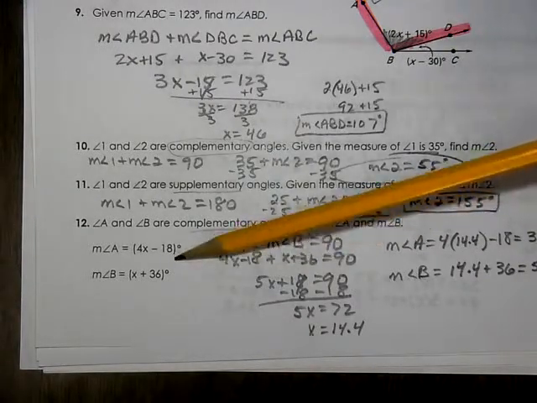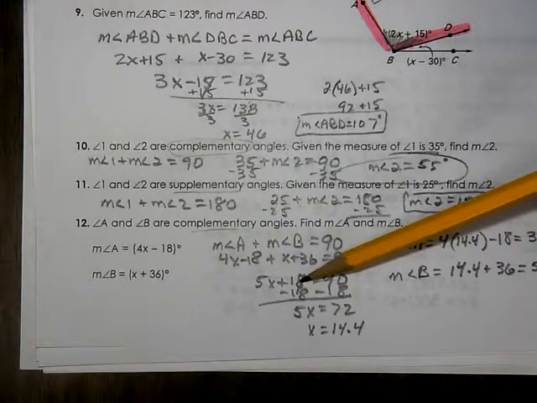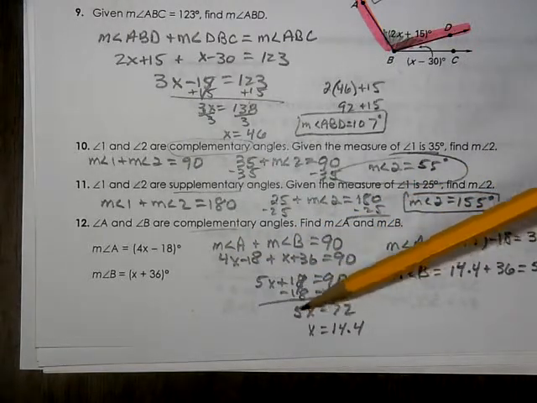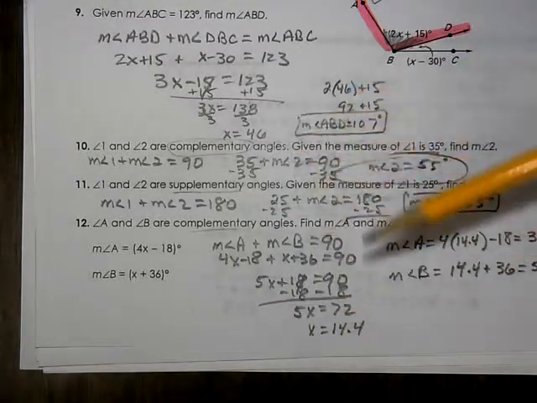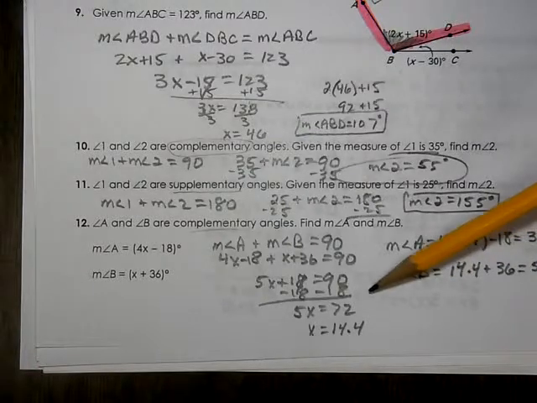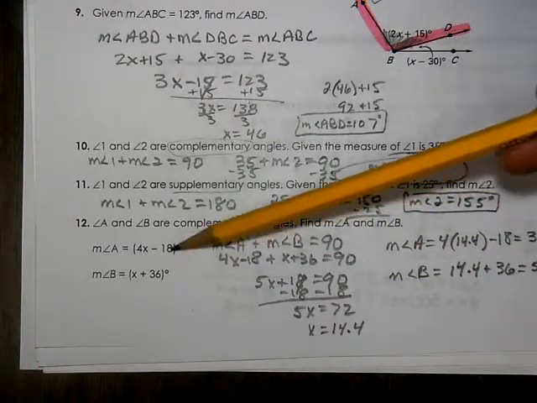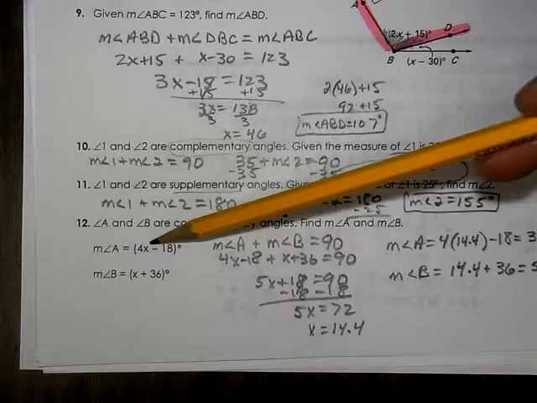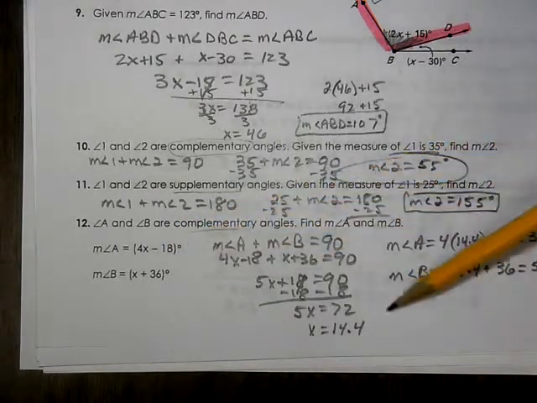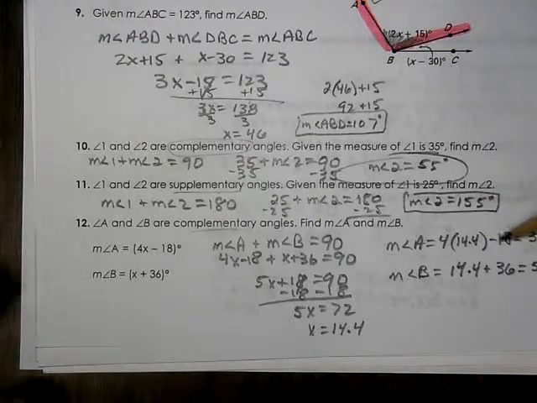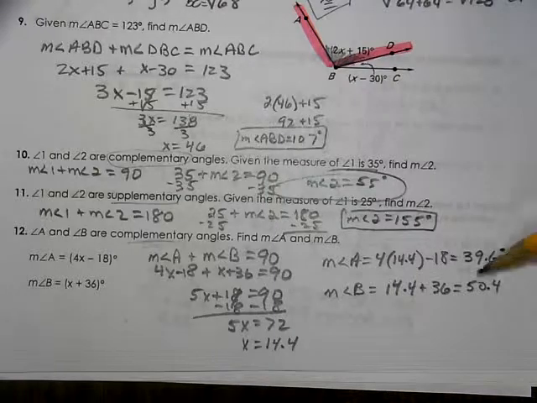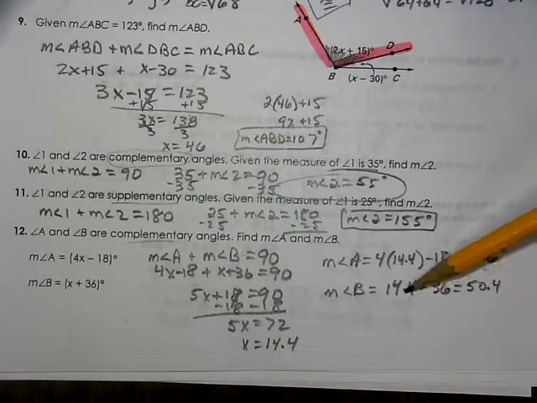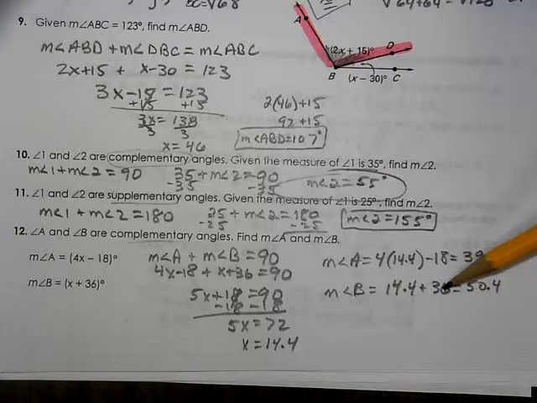So we plug in the values of our expressions, collect our like terms, subtract the 18, divide by the 5, and x is going to be 14.4. If x is 14.4, we're going to plug it back into the value of A, which is 4 times x, then subtract 18. So we say 4 times x, and we subtract 18, and we get 39.6 degrees. Similarly for the value of B, x plus 36, we have 50.4.